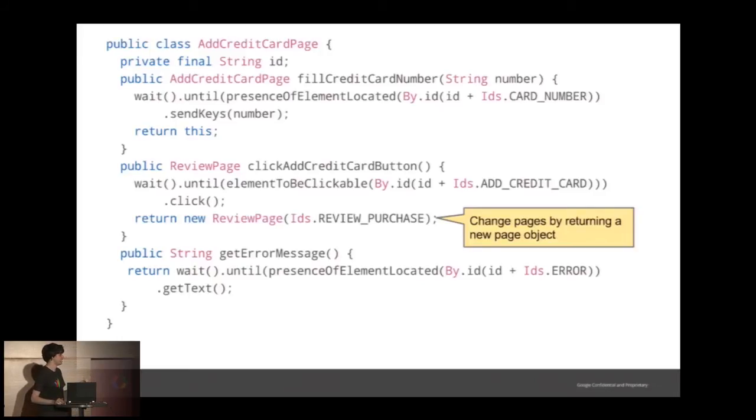Third method is one that actually looks at some property of the page. So here I'm checking to see if there's an error message, getting the text associated with it, and returning that text. So this would allow me in my test to check that an error message appeared as expected. And there are a few interesting things to note here.